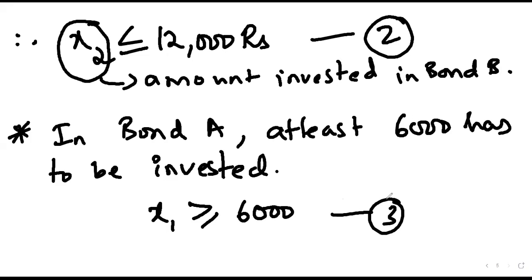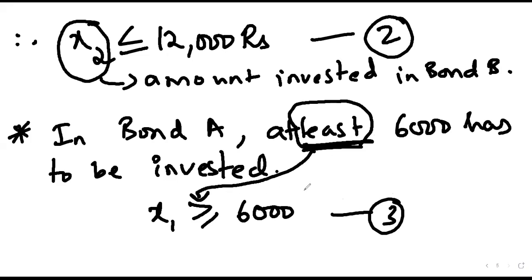Why? Because at least means what? We have this as the least value. Right? Least means what? The least value itself is 6,000 rupees. That means X1 can be equal to 6,000 and above 6,000 also.